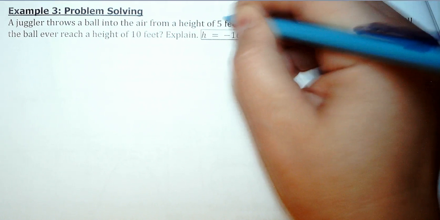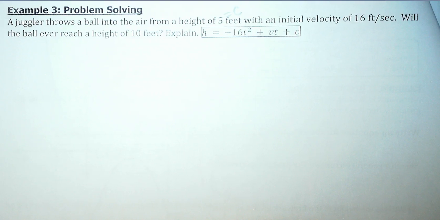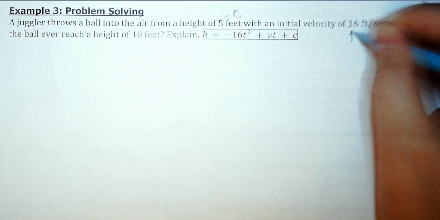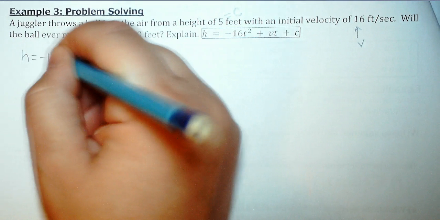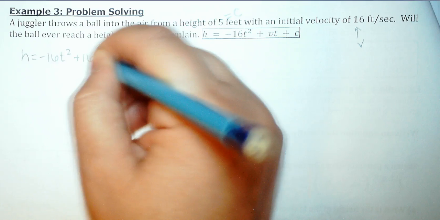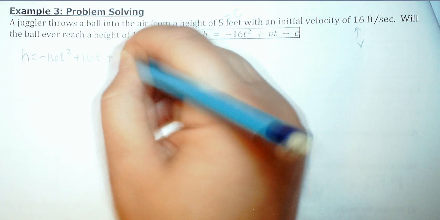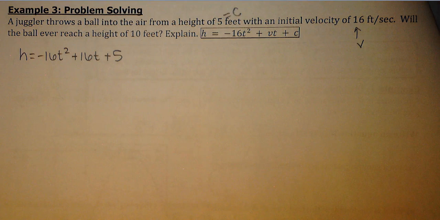Okay, if he throws the ball into the air at a height of 5 feet when he releases it, that's going to be what we call your initial height, and then your initial velocity here, v, is going to be the 16. So I'm going to do negative 16t squared plus 16t and then plus 5 as the equation of the path of this juggling situation.